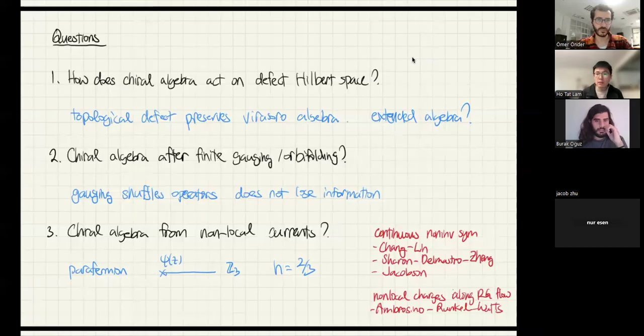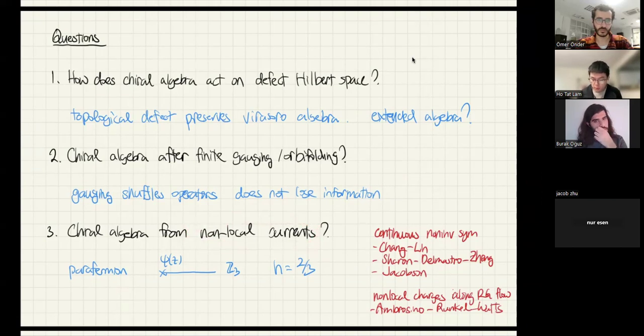And in fact, chiral algebras from non-local currents in some sense have already appeared in the literature. A classic example of this is what's called parafermions. This is an example of an operator that is attached to some Z3 lines, and this operator has a fractional spin, which is given by 2/3. But as I'm going to explain, using chiral tube algebras we can make this study of non-local currents more systematic. And in fact, non-local currents have appeared in various studies in recent years.